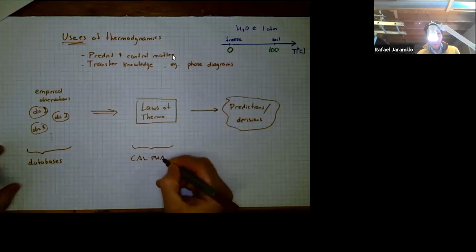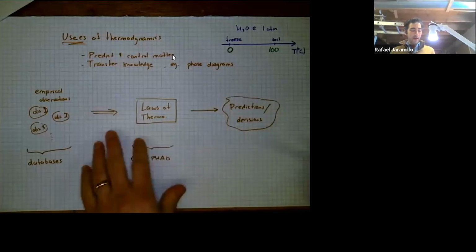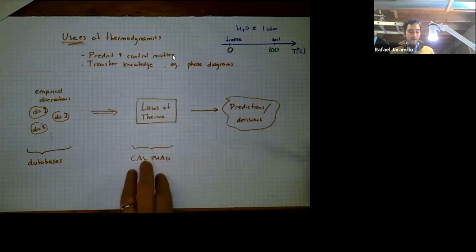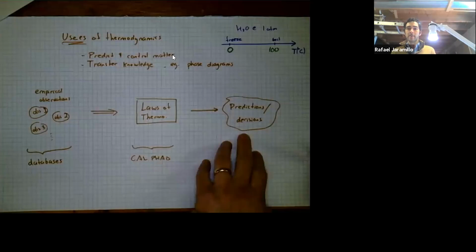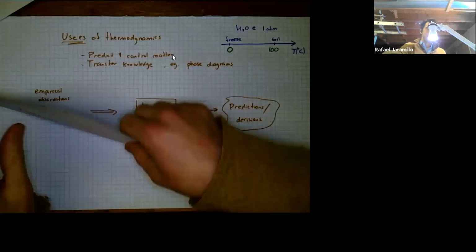Now, fortunately, we don't need to sit down with our pen and paper and figure out what the laws of thermodynamics predict. We have software for that. So databases fed into software allows you to make predictions and helps you make decisions in a reasonable time frame. This is how you use thermo in the real world.